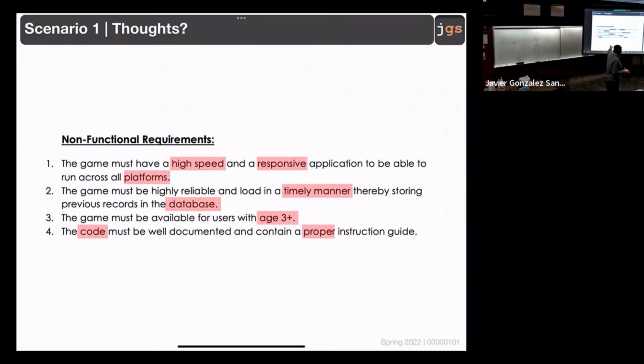Number 1, high speed, responsive, and platforms. Those look like 3 different things, and the 3 of them need to be clarified. One requirement is about the speed, and you need to tell me exactly what you mean about the speed. It's about the frames per second, it's about the reaction of the Pacman, the ghost, whatever. Tell me more about the speed, and that is going to become one non-functional.